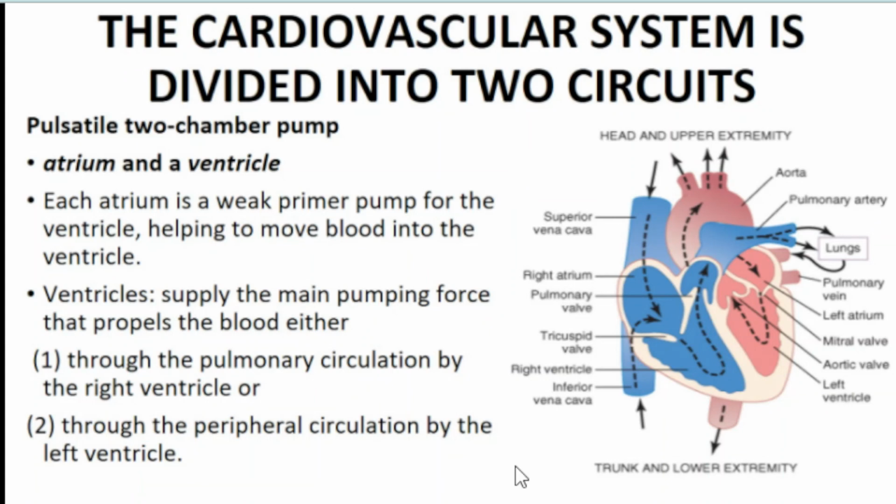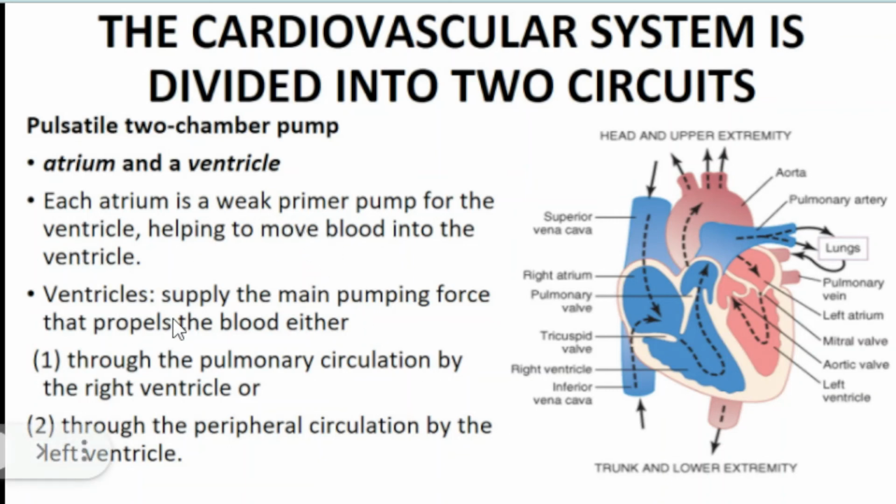As mentioned earlier, the muscles forming your atrium, and what do we call those muscles again? Your pectinate muscles, is a weak primer pump. So, yes, meron silang muscle, and yes, capable sila of pumping, pero it's weak. And the only goal of the contraction of the atrium is to move blood into the ventricle.